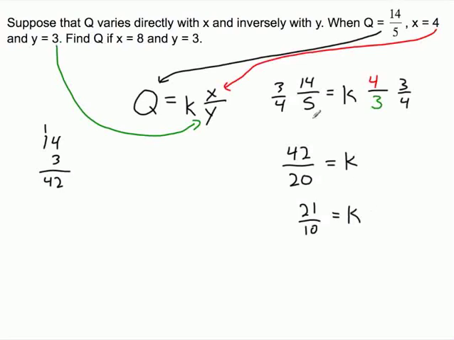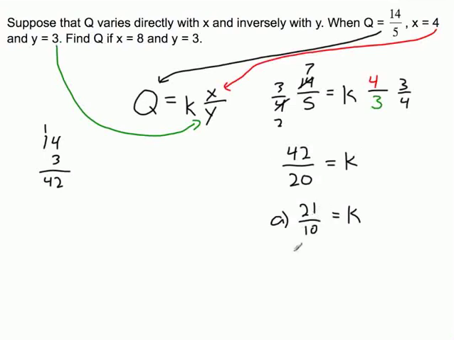So since I've reduced, there could have been something I could have done easier. Yep, there it is. And that would have been a little easier, but we're still okay. So this is the answer to A. The constant of variation is going to be 21/10.